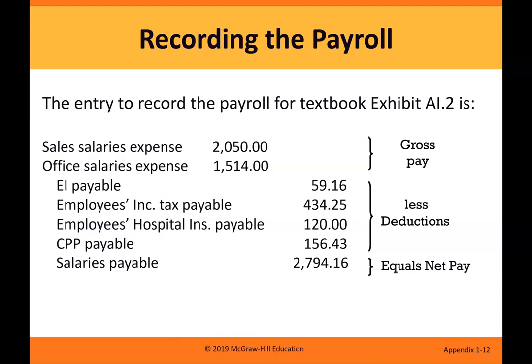Recording the payroll. The entry to record the payroll for textbook Exhibit A1.2 is: Sales Salaries Expense $2,050, Office Salaries Expense $1,514 debit. EI Payable $59.16 credit, Employees Income Tax Payable $434.25 credit, Employees Hospital Insurance Payable $120 credit, CPP Payable $156.43 credit, Salaries Payable $2,794.16 credit.